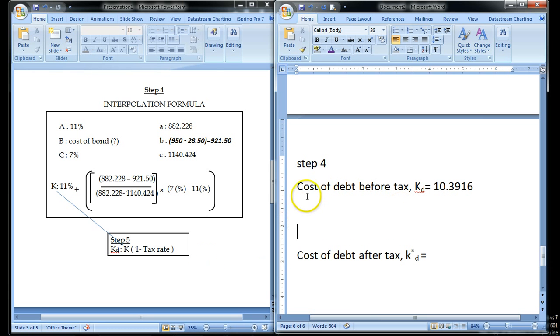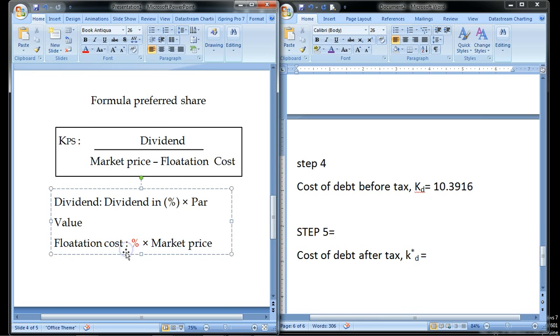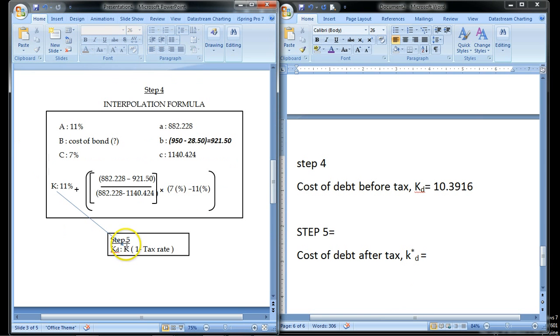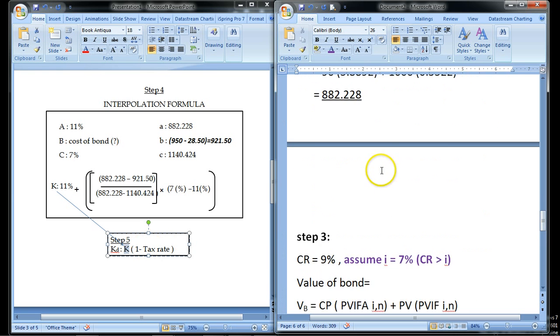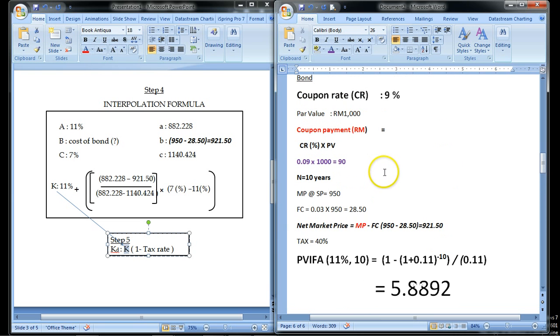Perfect. This is step 4. How to get this answer? From interpolation step 4, then step 5, then you need to calculate cost of debt equals to use the same formula. From where I get this answer? 10.3916 times with, don't forget, this is considered as time 1 minus tax rate. From where I can get my tax rate? Perfect. This comes from your step 1 just now.